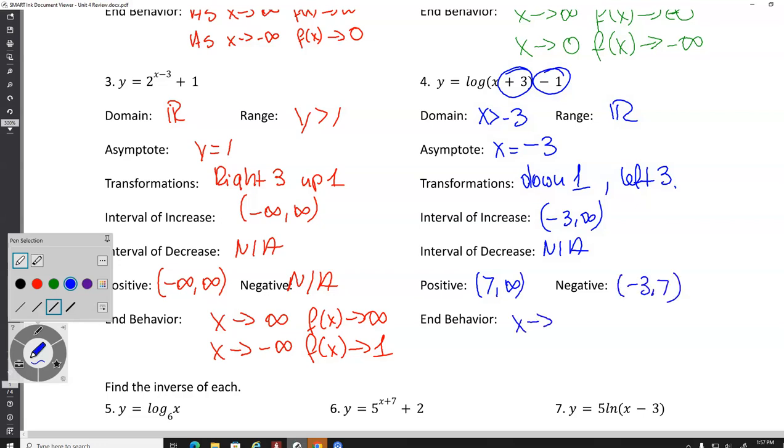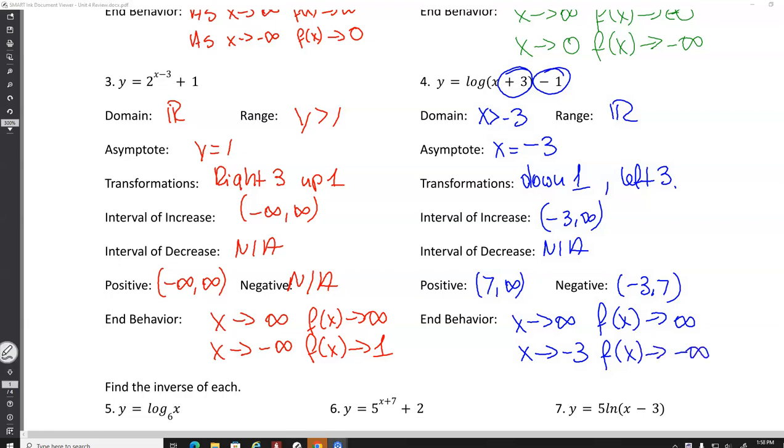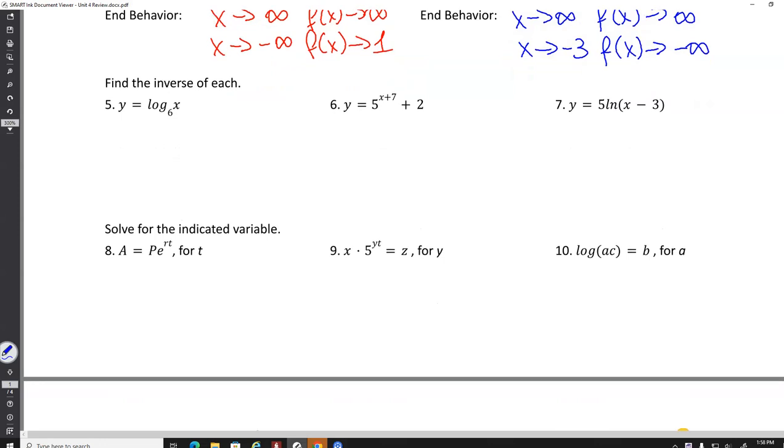And then end behavior, on the right side, on the positive side, my function was traveling up. And on the negative side, I was traveling toward the asymptote. And when I hit the asymptote, my function traveled down. All right, moving on to the next one, number 5.